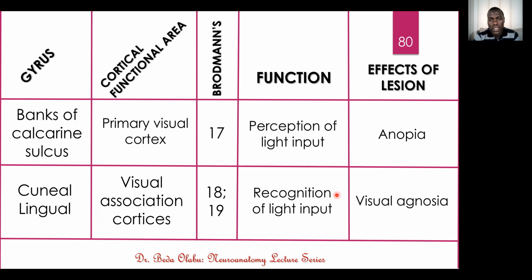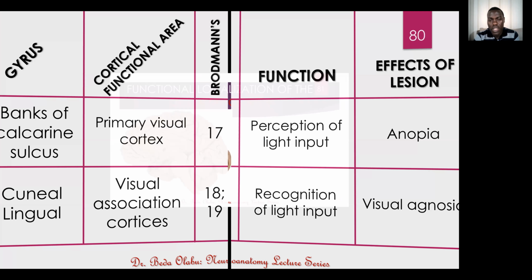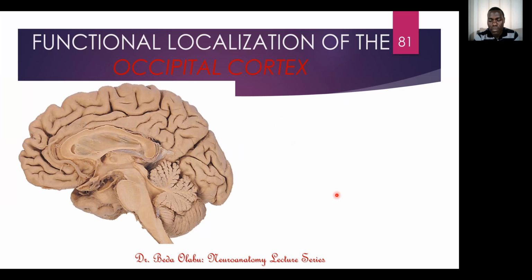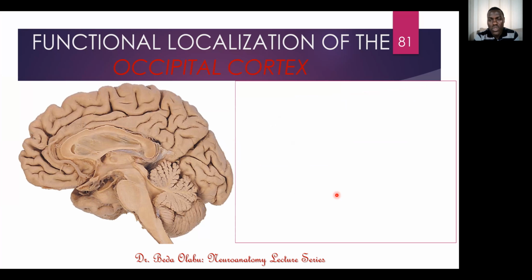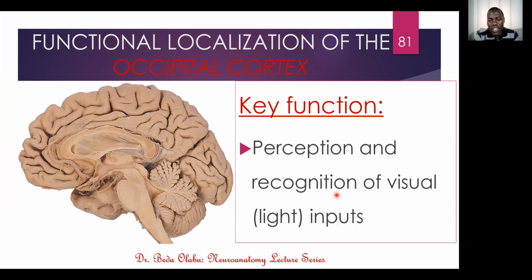All right, that's occipital. So if you are to say one thing, the key function of the occipital cortex, then we say the occipital cortex is for perception and recognition of visual inputs. Vision is the role of the occipital cortex.